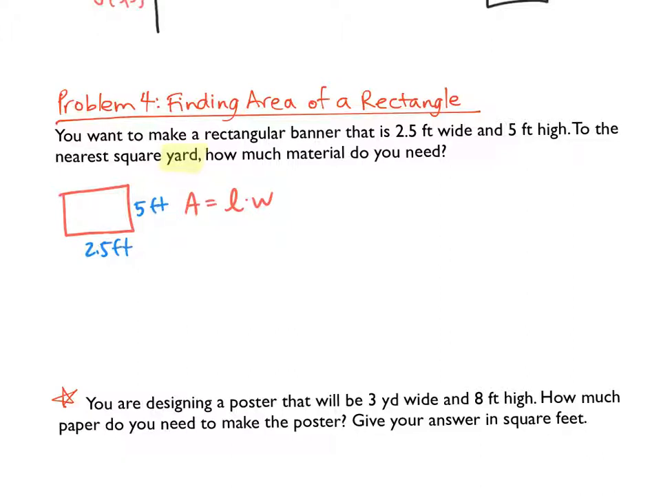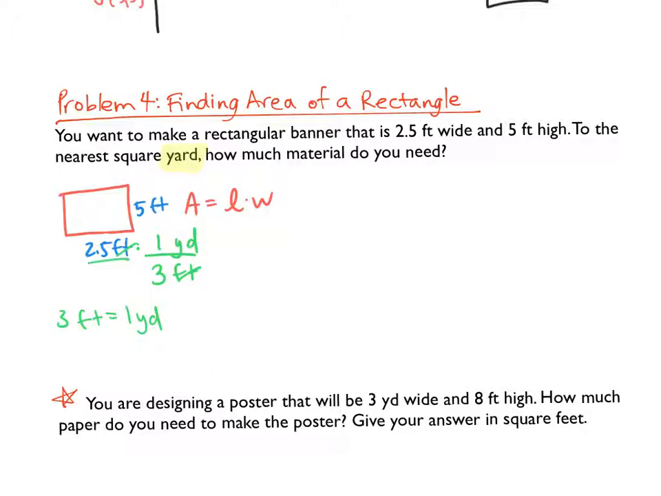But the question's asking, to the nearest square yard, how much material do you need? And since they give us this in feet, we're going to have to convert these to yards. So let's do that now before we do the problem. So 2.5 feet, there are 3 feet in 1 yard. So if we want to convert this, we're going to put our feet on the bottom so that our feet cancel. We have 3 of them in 1 yard.